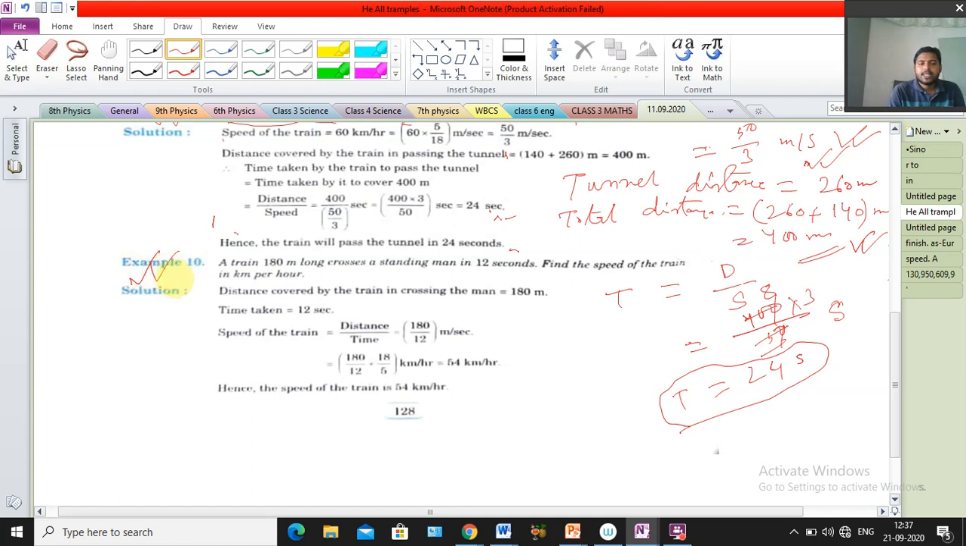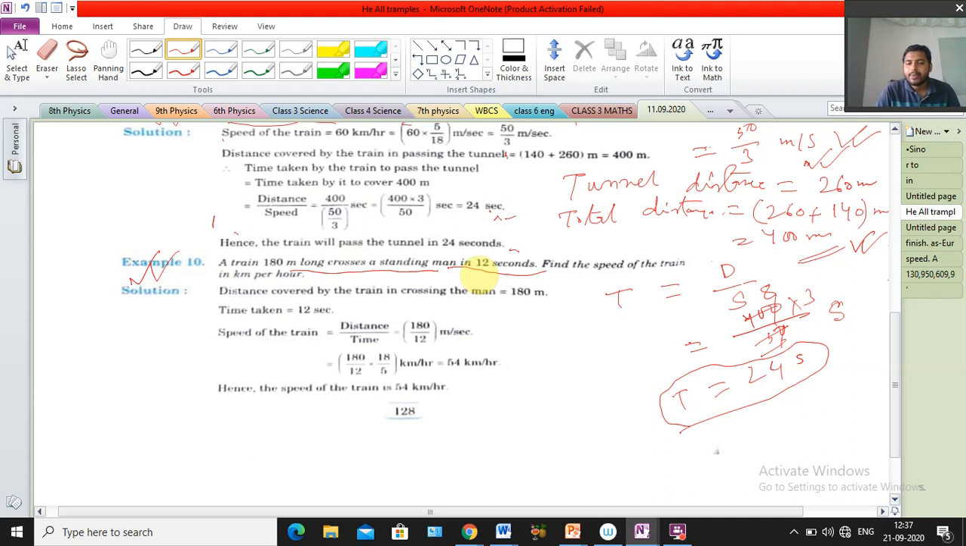Example 10 says: a train 180 meter long crosses a standing man in 12 seconds. That means the total distance of the train is 180 meter, and the man is standing at the side, so the train crosses the man in 12 seconds only. That is the given data.